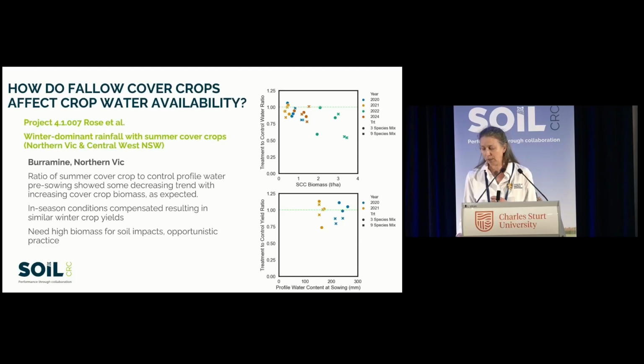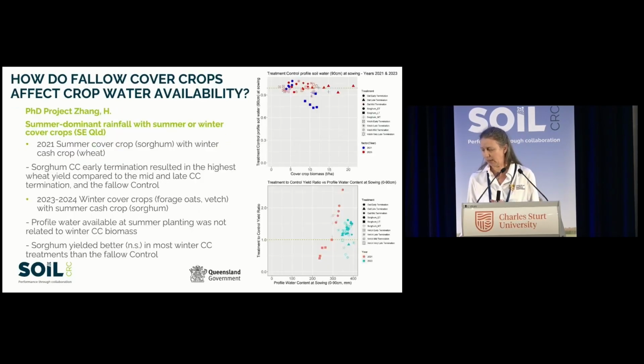So overall there was that compensation, but the overall suggestion is that cover cropping in that environment is an opportunistic practice. It's not going to work every year, and you might see some water penalties, and you might have to rely on that in-season rainfall, which might not always be what you want to do. But we will come back to that with some interesting mechanistic information that we've discovered as well.